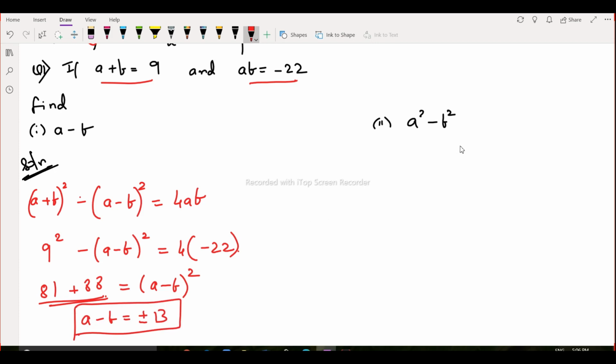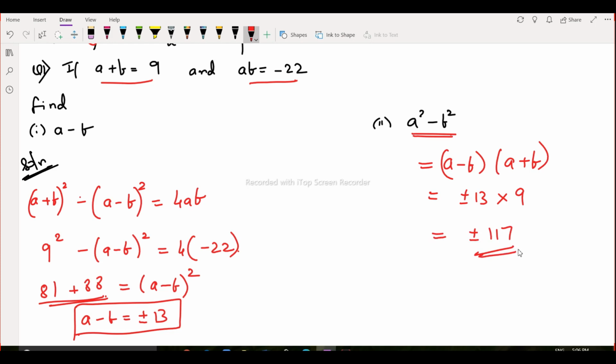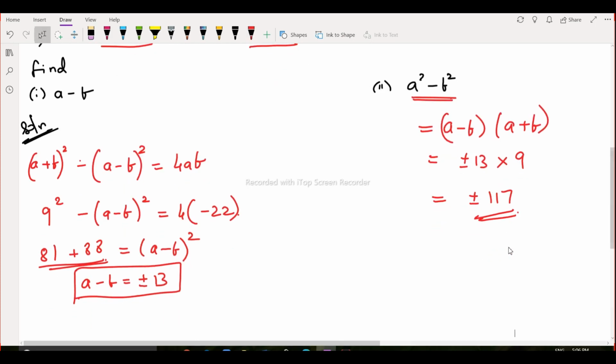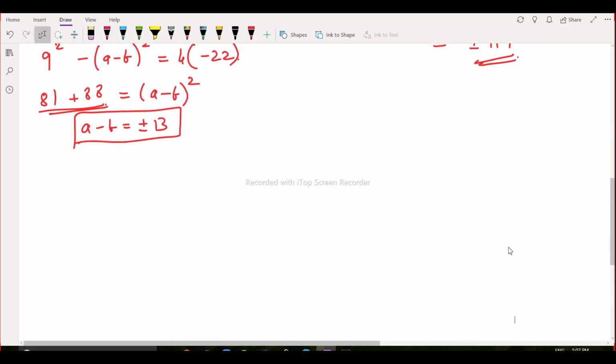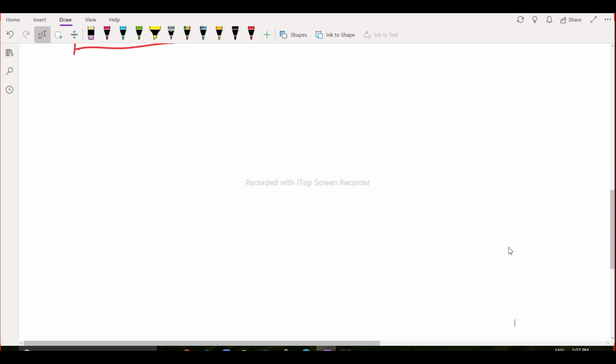Similarly, we need to find now a square minus b square. So now here we can just use a simple expansion, a minus b times a plus b, and we know both of them. So a minus b we have actually as plus minus 13 and a plus b as 9. So the answer will be plus minus 117, right?